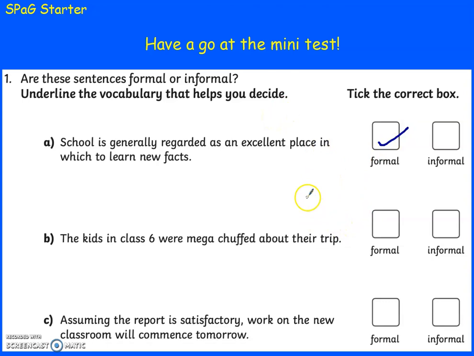"The kids in class 6 were mega chuffed about their trip." That's informal because it sounds very chatty. If we used that there, it would be very posh, wouldn't it? So we're thinking about how you say those things. You'd say this sentence in almost a posh voice and this one in a very chatty one. "Assuming the report is satisfactory, work on the new classroom will commence tomorrow," and that one is formal.